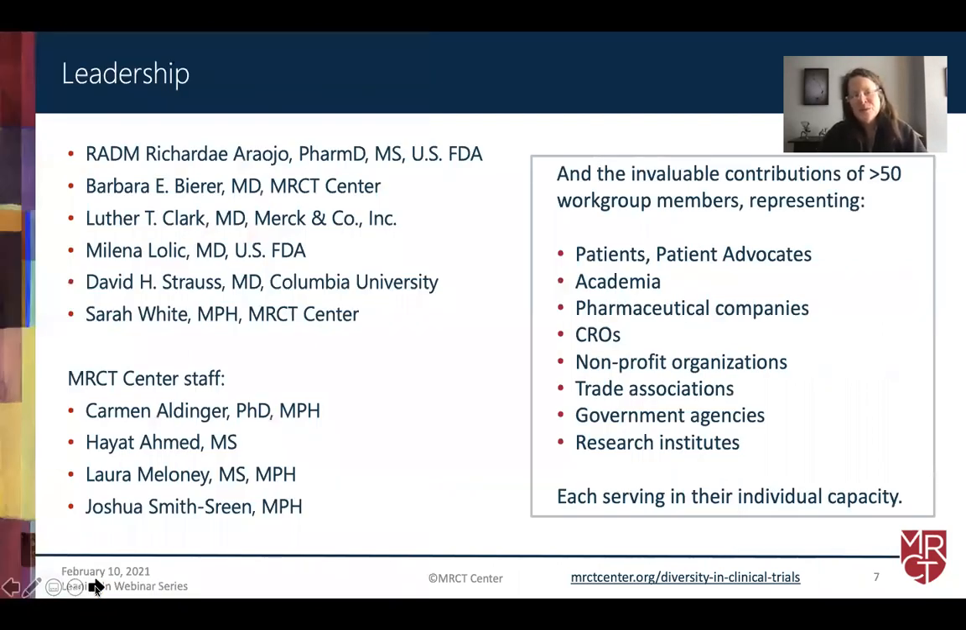The work itself was led by two members from the FDA, Sharde Araujo and Milena Lolich, Luther Clark, who you'll hear from later today, David Strauss from Columbia University, myself and Sarah White at the MRCT Center, and then really dedicated staff from the MRCT Center itself. But I have to say that none of this would have been possible without the real committed participation of over 50 work group members who stayed with us and really worked through what were at times very difficult conversations and difficult issues to address. And I hope that the product itself is helpful.